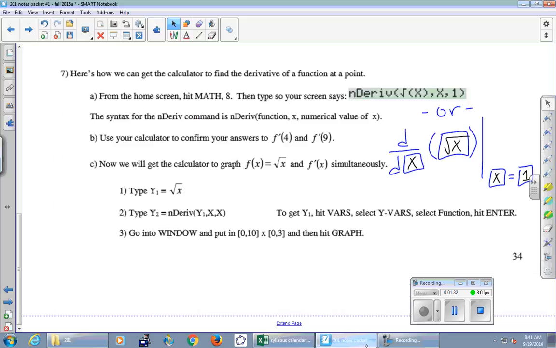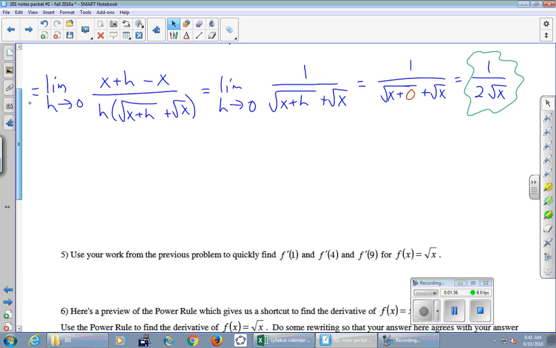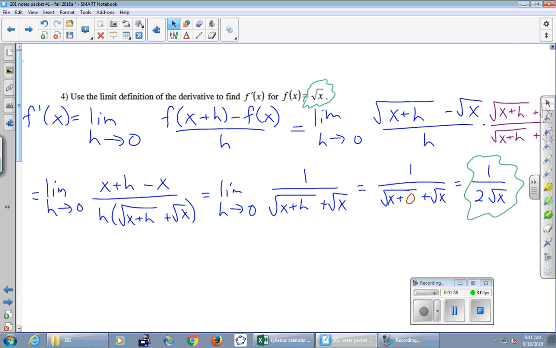Okay, so I mentioned we're starting on page 34. This is actually several pages earlier than we really are for today, but I just want to remind us of something that hopefully we had a chance to do during the activity last time. This problem at the top said use the limit definition of the derivative to find f prime of x, remember that means derivative, for this function, f of x equals the square root of x.